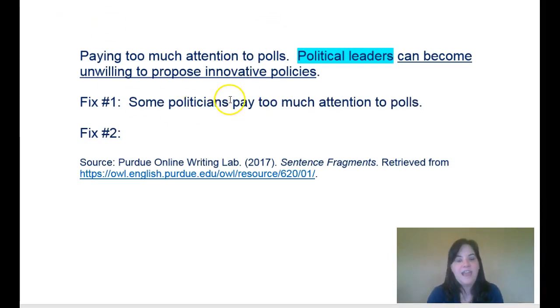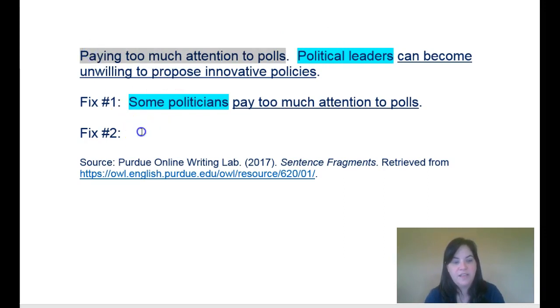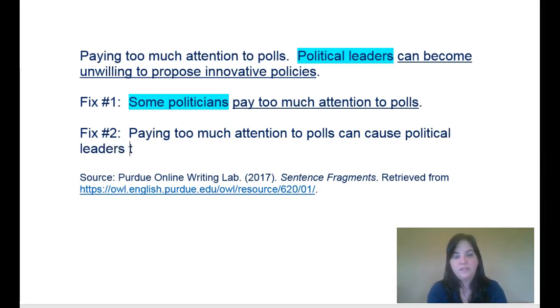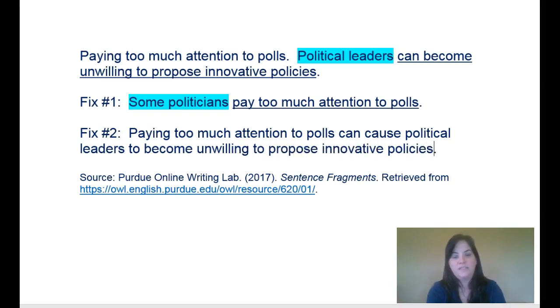If I do that, now I have the subject, some politicians, and I have the predicate, pay too much attention to polls, and I now have a complete sentence. The second way I can fix this fragment is to connect it to the other complete sentence. And if I do that, I would have something like this. Paying too much attention to polls can cause political leaders to become unwilling to propose innovative policies.